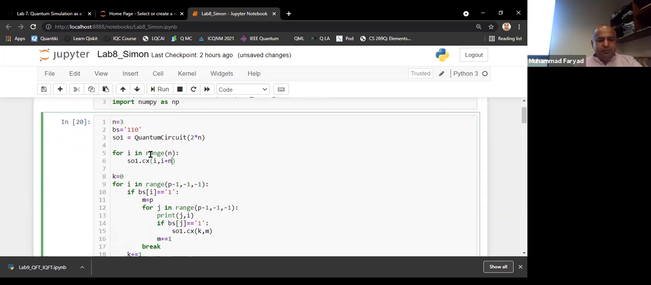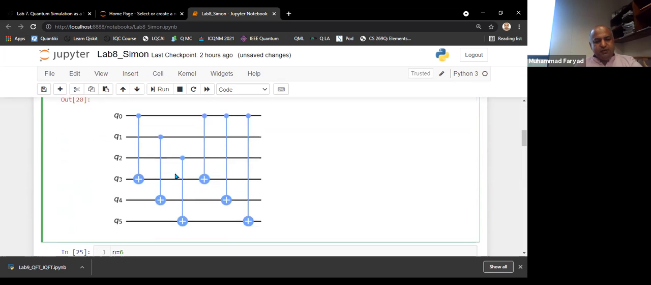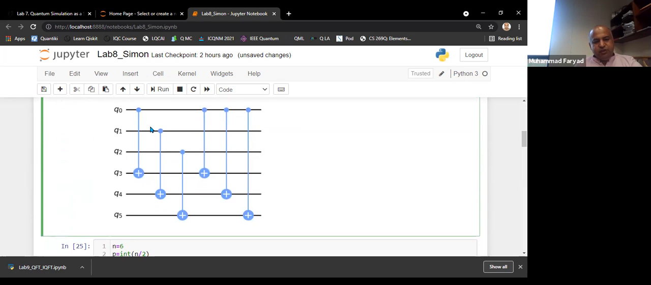And then here you see that I'm implementing this CX gate from the ith to the i plus nth qubit. So this is the first part. So this part, that I have these three controlled X gates coming from each of the working qubits to the ancilla qubits, the three over here.